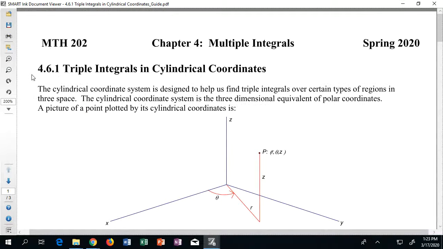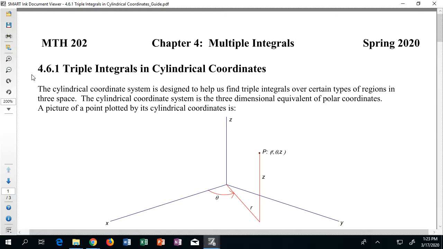All right. In this section, we're going to start to take a look at the process of evaluating triple integrals using a new type of coordinate system, using cylindrical coordinates. Now this can seem at first glance to be a very weird or unnecessary overcomplication, but it's most certainly not.